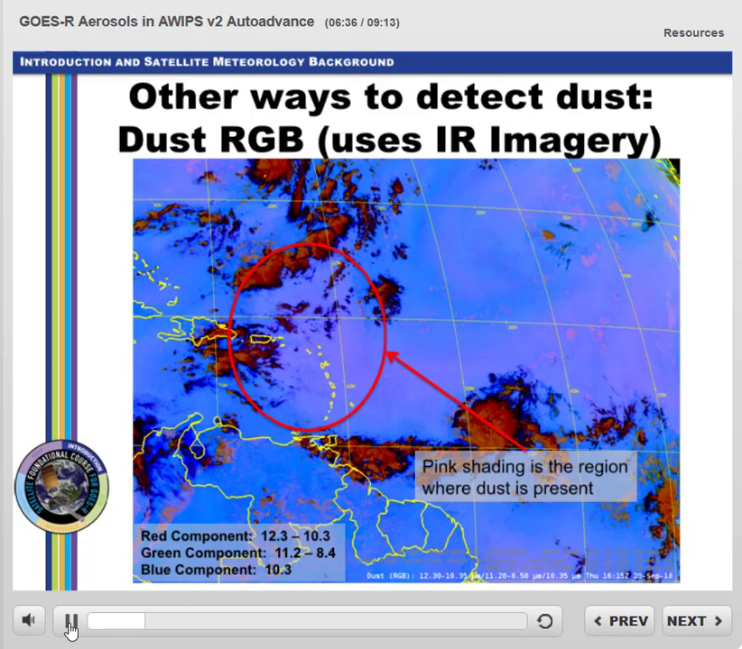The dust RGB, components are shown on the lower left, can be used to infer the presence of dust. Dust shows up as shades of pink. In this example, the pink is subtle. Over land with dust storms, the pink can be vivid.